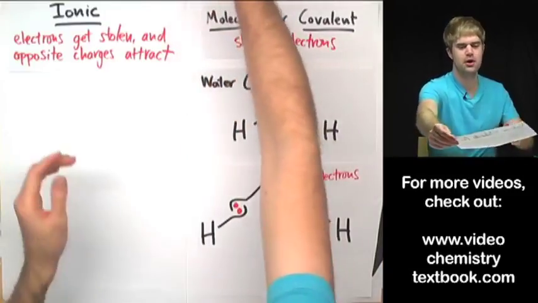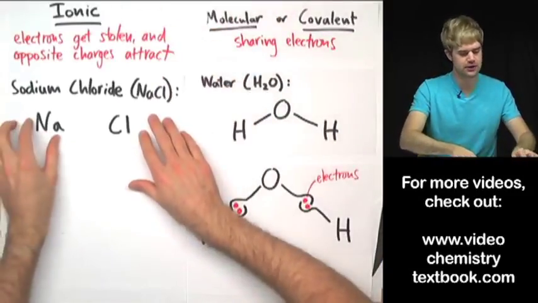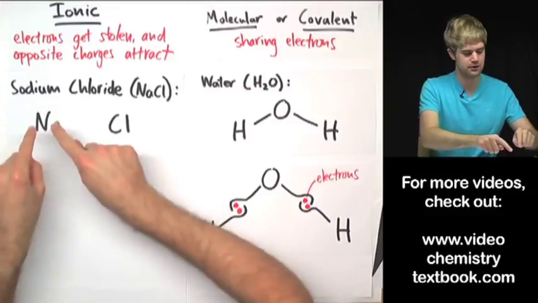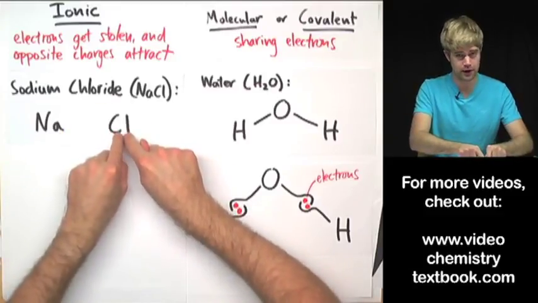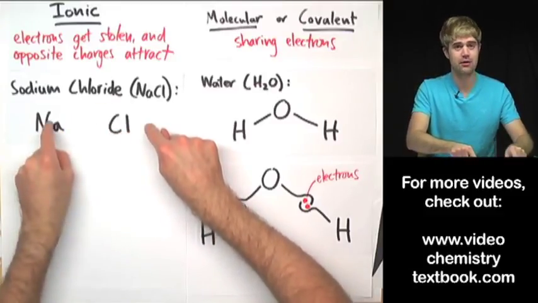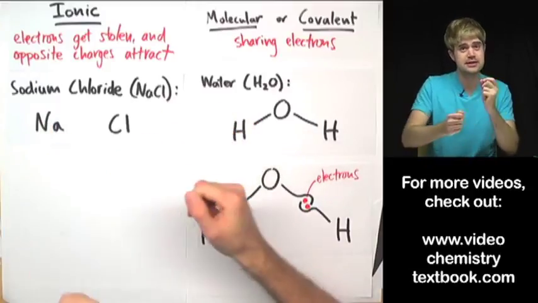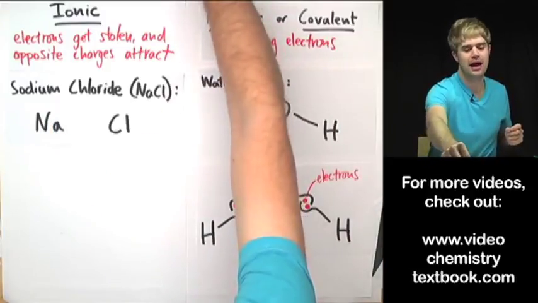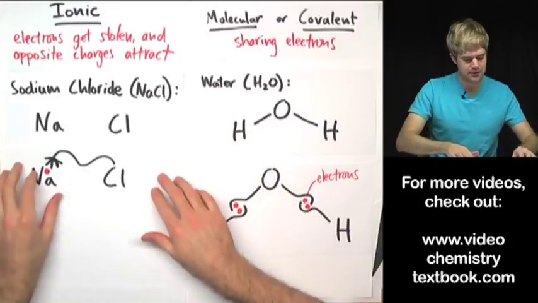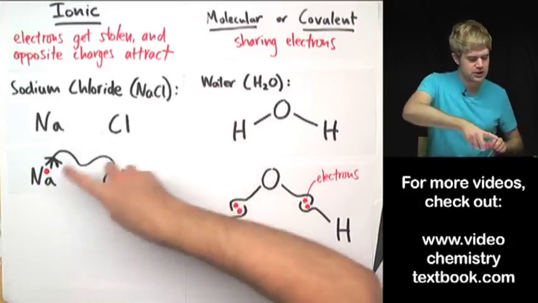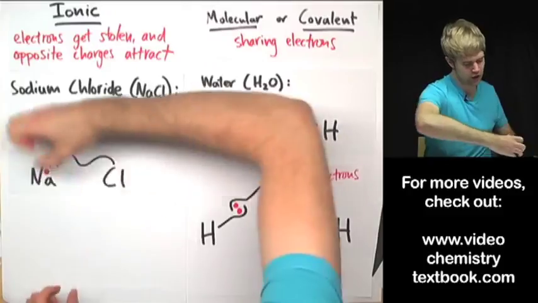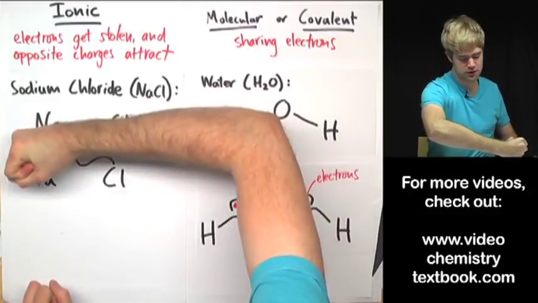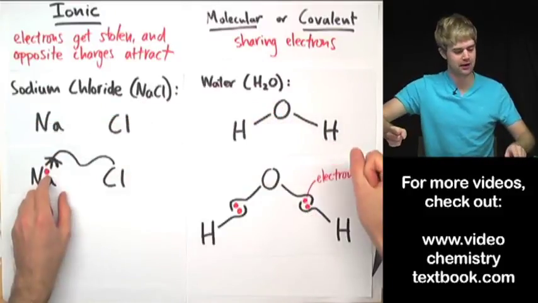Let me show you what I mean. So sodium chloride, or NaCl, is a very common ionic compound. It's made of sodium and chlorine, and here they are just hanging out. Now for these two guys to stick together, here is what happens. The first thing that happens is chlorine reaches its greedy hand over and grabs an electron from sodium, and it pulls it back.